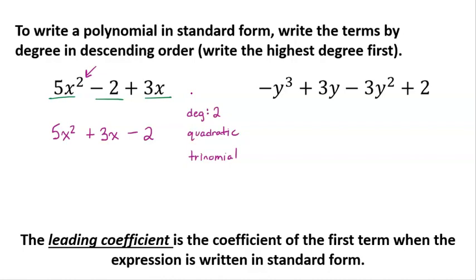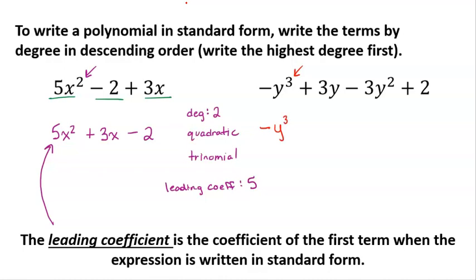Now, the leading coefficient is the coefficient of the first term when the expression is written in standard form. So my leading coefficient is going to be that 5. So leading coefficient for this one is going to be 5. All right, let's try with this other one. So with this other one, I see that the highest exponent is that 3. So I'm going to go ahead and write this in standard form first.